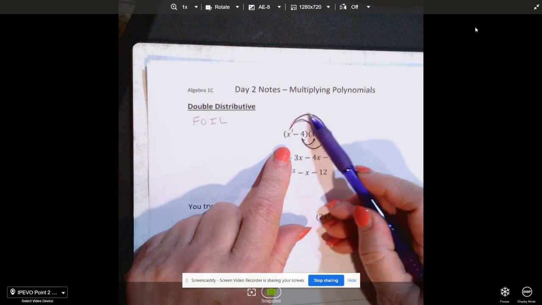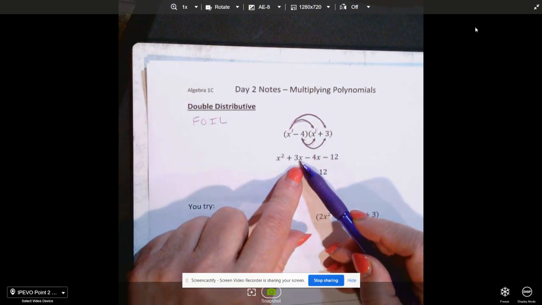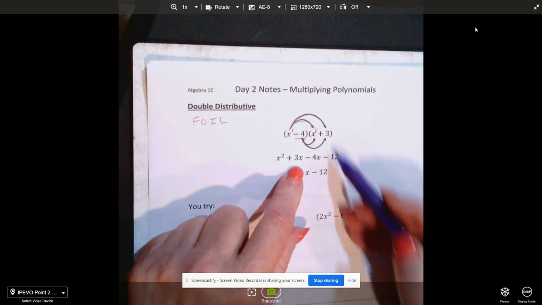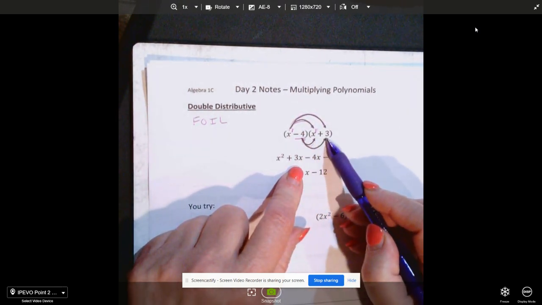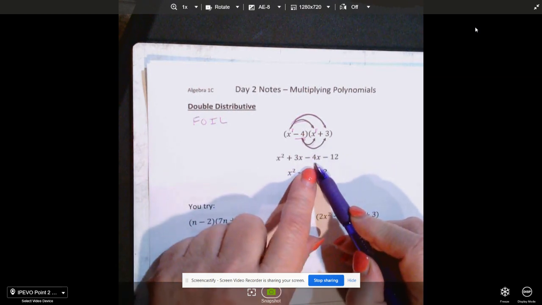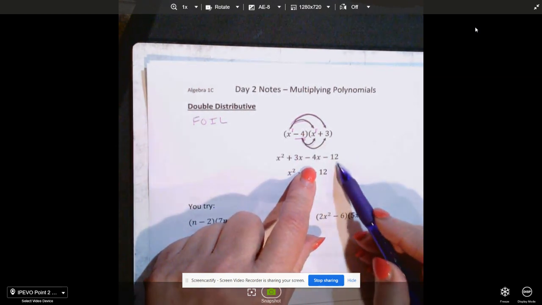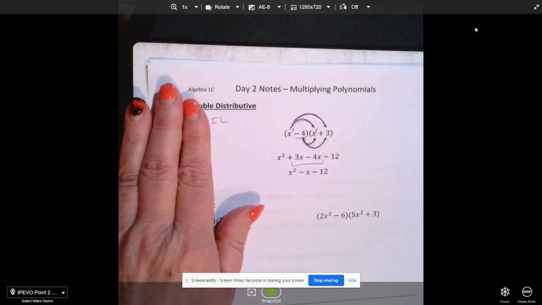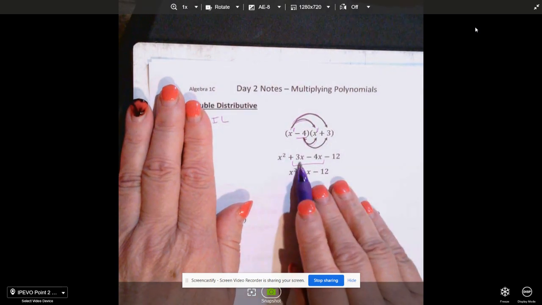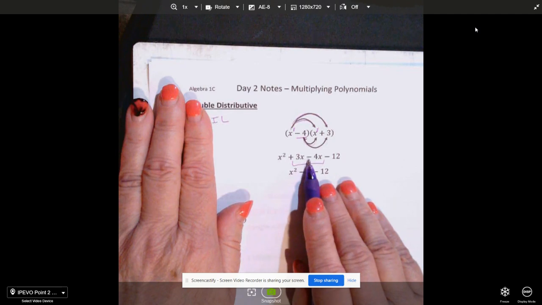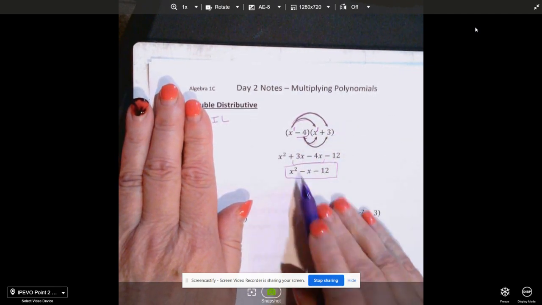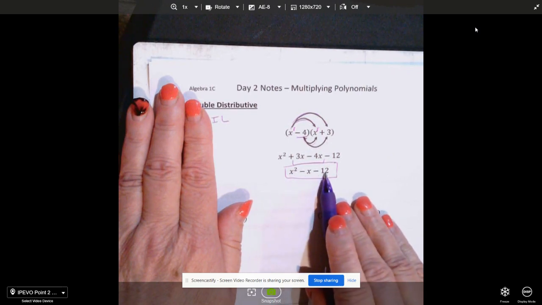Then you're going to take this x and multiply it by this 3 to get 3x. You're going to take this -4. Remember, the sign always goes with it. So -4 times the x will give you -4x. And then -4 times the 3 will give you -12. These two terms on the inside will always be like terms. So when you have like terms, you just add their coefficients. So I have a 3 minus 4 will give me a -x. So the whole answer to this will be x squared minus x minus 12.